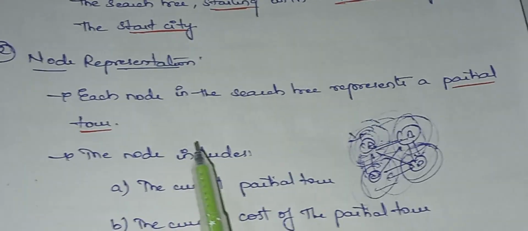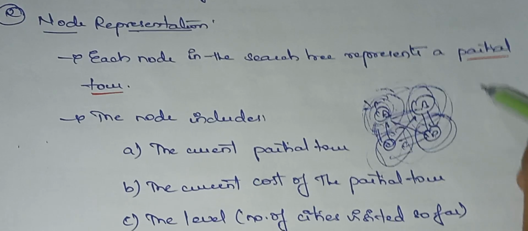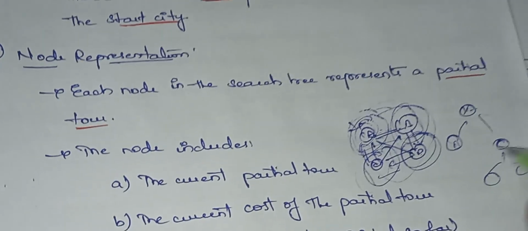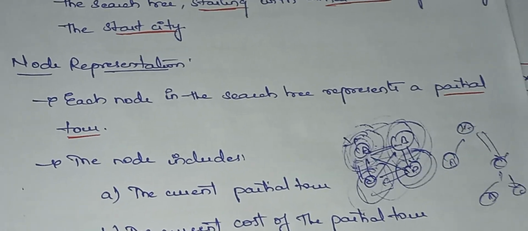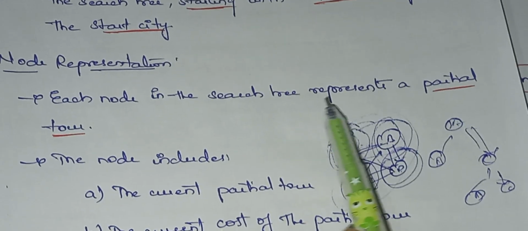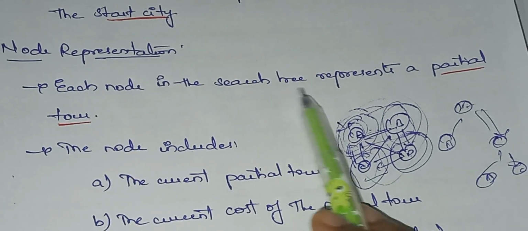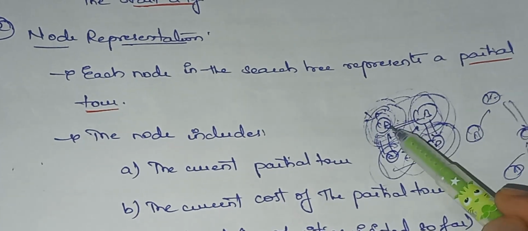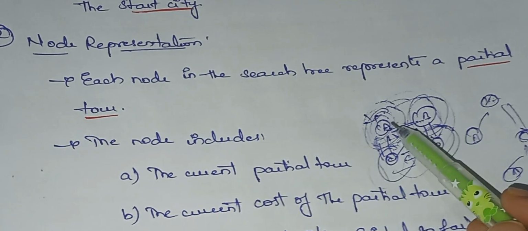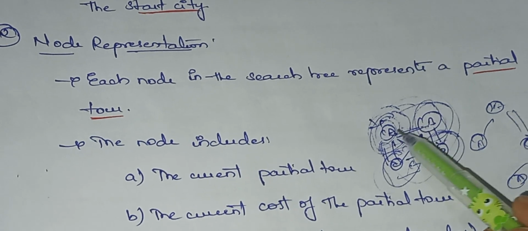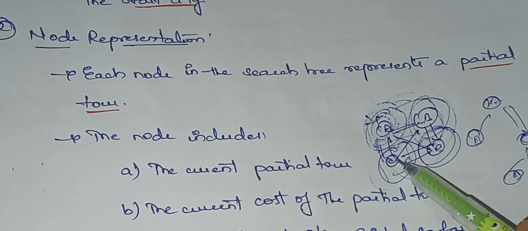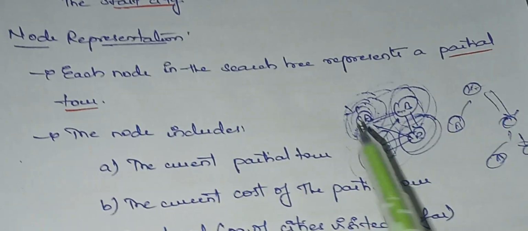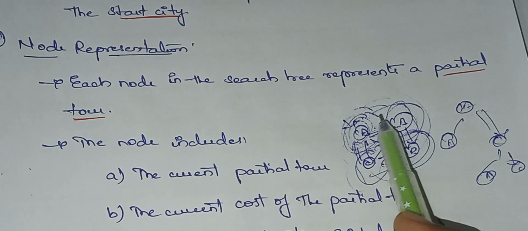So the node representation is in the search tree. You'll be building a binary search tree where every node is represented, and finally you will identify the tour. Every node in this tree represents a partial tour. When you start at a city and move on to B, this is one partial tour. When you move from A to B, B to D, this is a partial tour. And when you move from A to B, B to D, D to C, it is a partial tour. Once it returns to the same city, the complete tour is established. Till then, every node in that search tree represents a partial tour.